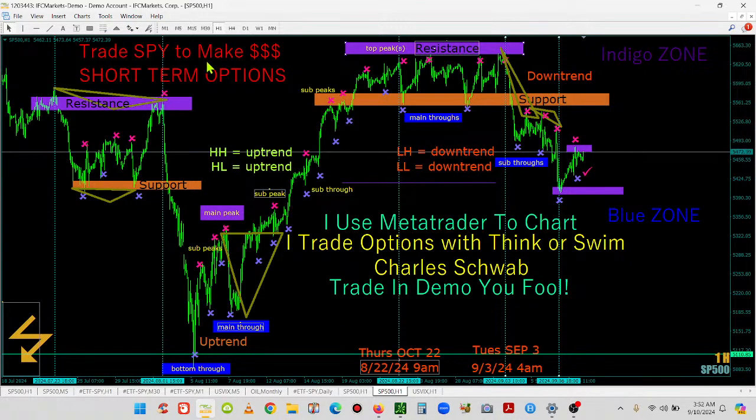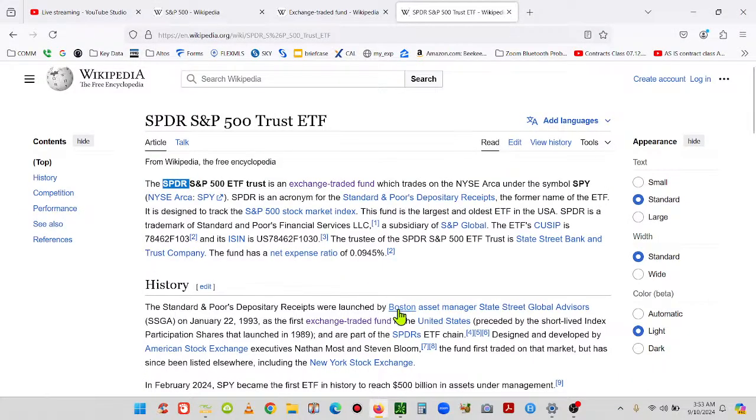We're here to trade the SPY to make money on short-term options, using the past to predict the future. It doesn't mean that we'll be able to predict the future. And there's a beauty of trading these short-term options. If you know what you're doing, you can minimize your losses. So let's go back, and now we're going to read some more about what we're trading.